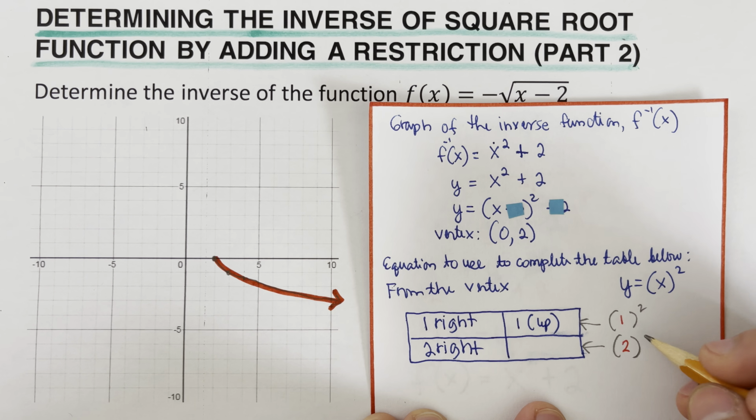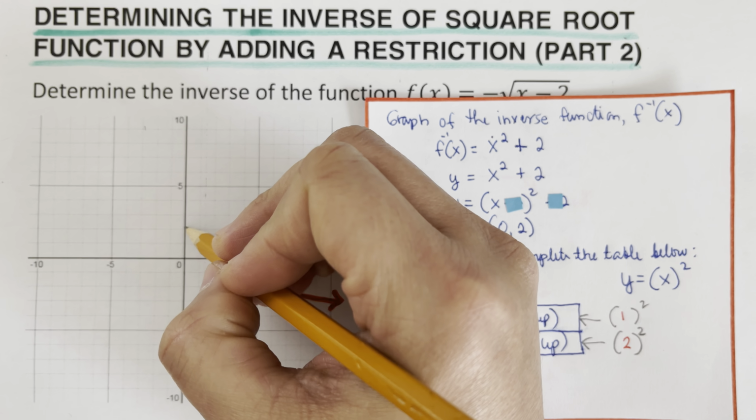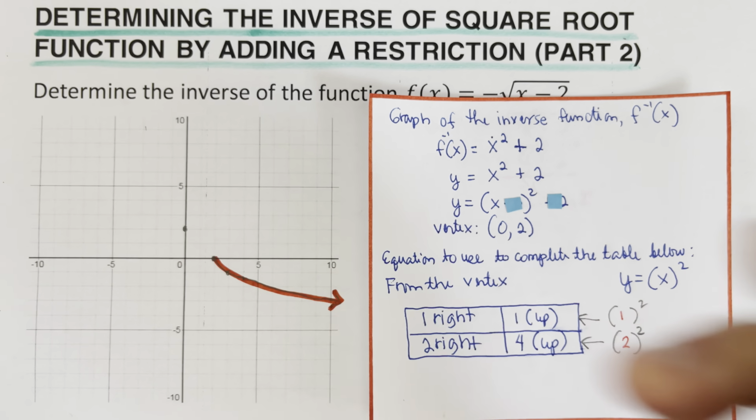So then we can sketch the graph of the inverse function that we have here, which is f-1 of x is equal to x squared plus 2. So we start from the vertex 0, 2. So the vertex is right here, 0, 2. And then it says that from the vertex, we go 1 right and then 1 up. So 1 right, 1 up. So it's going to be right here. And then we also have 2 right and 4 up. So 1, 2, 1, 2, 3, 4. So it's going to go this way.